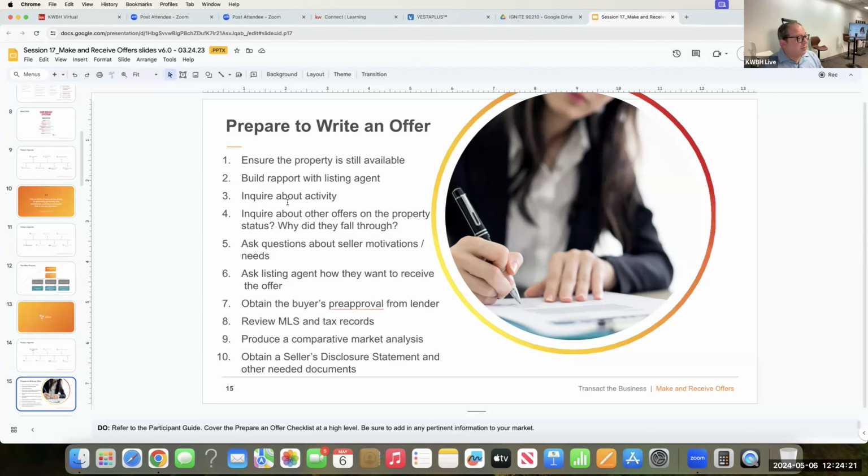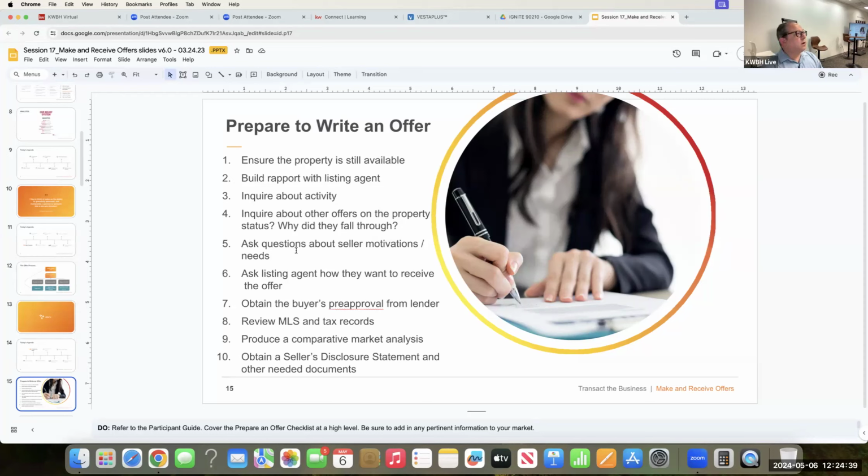Where are they at? I don't know if the agent's going to answer you, but you have to ask. Inquire about their offers on the property. Did they fall? Why did they fall through? So if you see a property that's been on the market for a while or back on market, ask why. What happened? Ask questions about the seller motivations and needs.